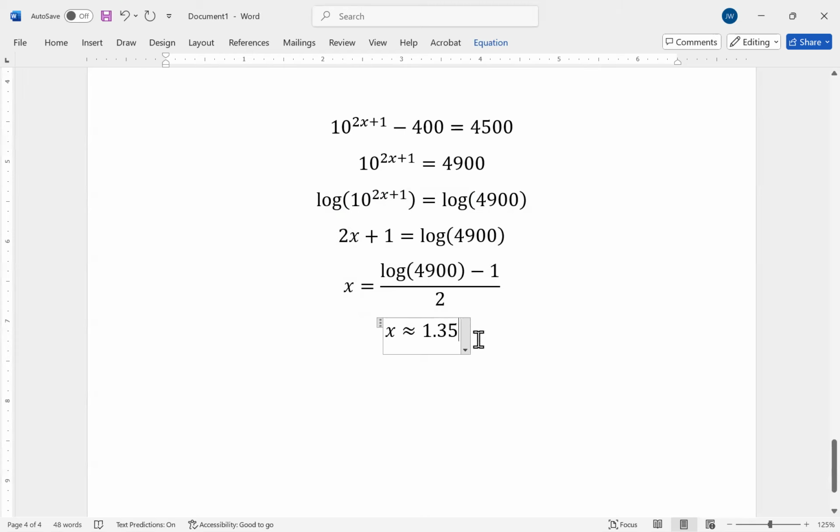It's always good to check these. Plug in about 1.35 into this, multiply that by 2, then add 1, then take 10 to that power, and then subtract 400 and see if you get 4,500. In this case, of course, you do. Again, if you use the exact value on your calculator, you'll get exactly 4,500. If you use the approximate value of 1.35, you might get close but not perfect to 4,500.